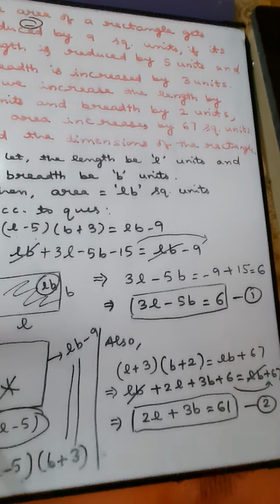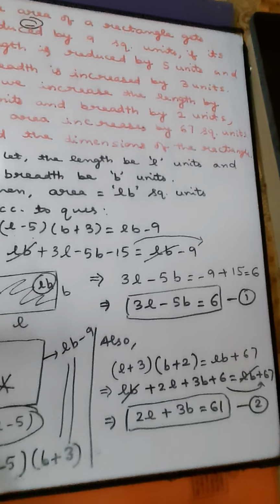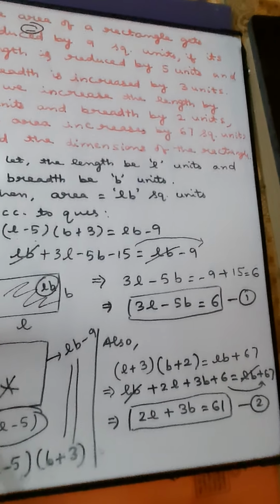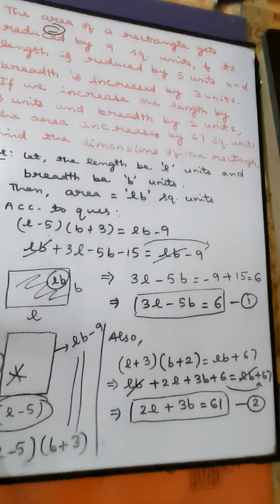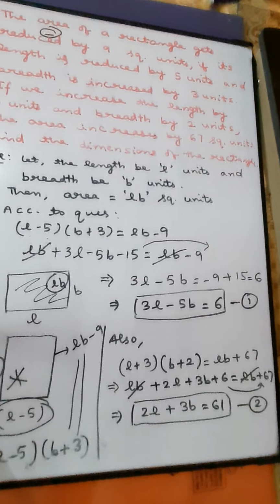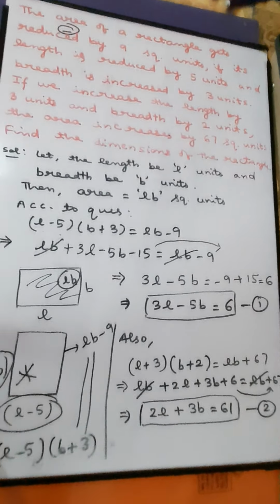Now we know how to solve equations 1 and 2 to get the values of L and B. Right? Remember, L and B represent your length and breadth. If you get a negative value, please cross check your calculation. Length and breadth cannot be negative. Alright?